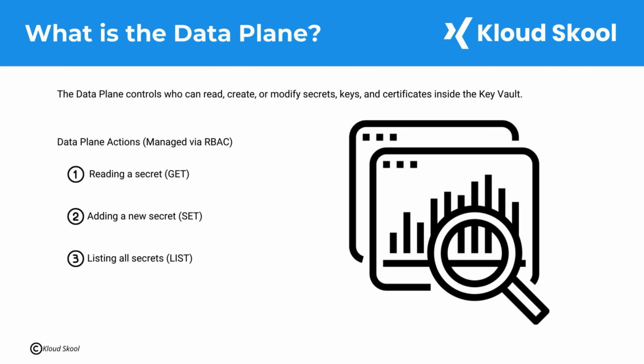So now moving on to the data plane. So what is the data plane? The data plane controls who can read, create, or modify secrets, keys, and certificates inside your key vault. The users must have explicit permissions to access the key vault contents. The data plane actions include things like reading a secret, adding a new secret, listing all secrets, and deleting a secret.